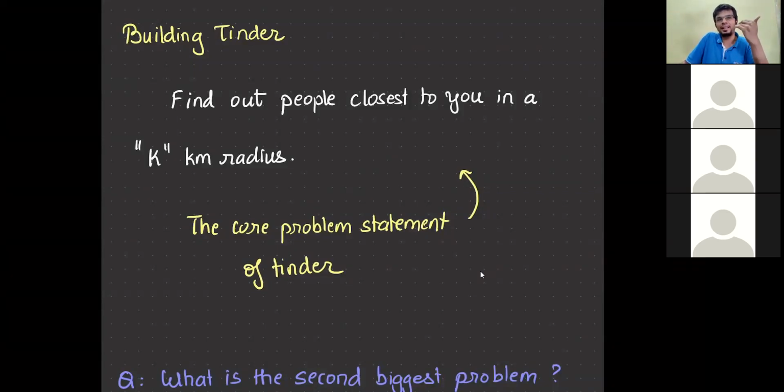I've read an article, I've swiped the person, so now it gets ingrained in your head. Whenever you are making a decision about something that I've already consumed, and I don't want to consume it again, the answer is Bloom filter. So that's the second biggest problem of Tinder.